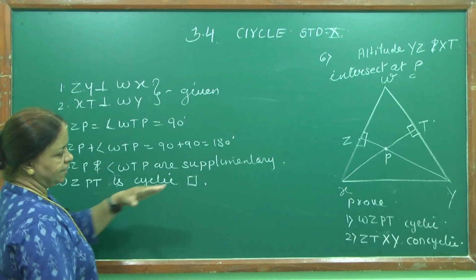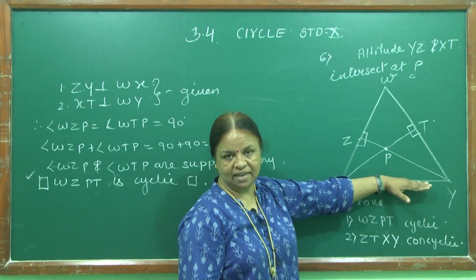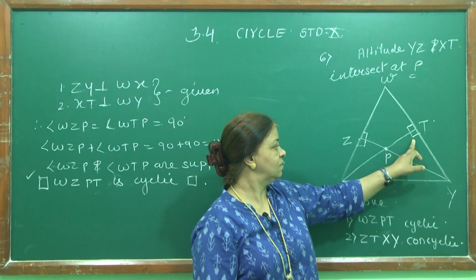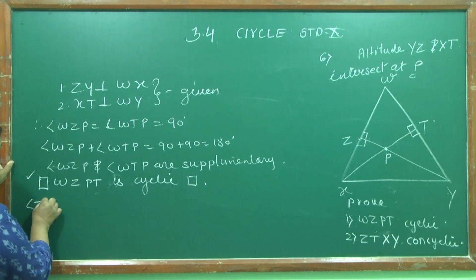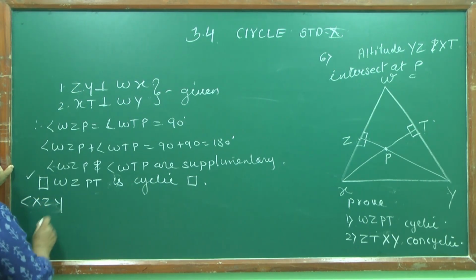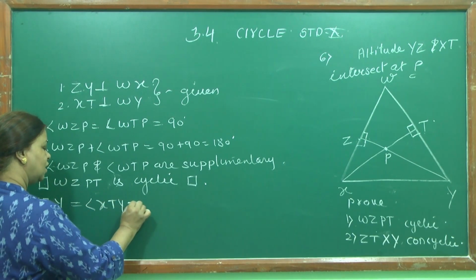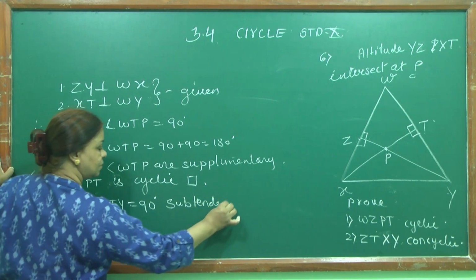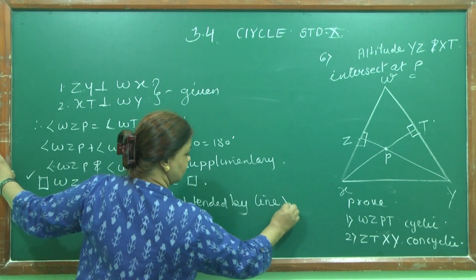Okay. Now, Z is the angle subtended by line XY. T is also the angle subtended by line XY. I can write here angle Z, that is angle XZY, is equal to angle XTY, which is equal to 90 degrees, subtended by line XY.